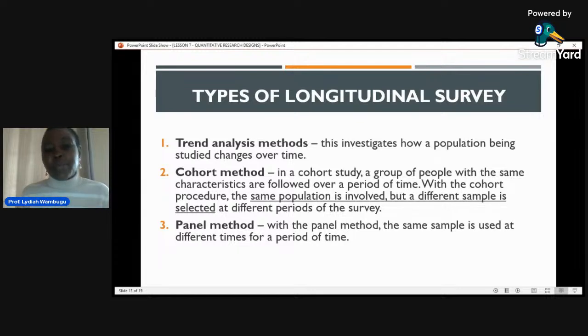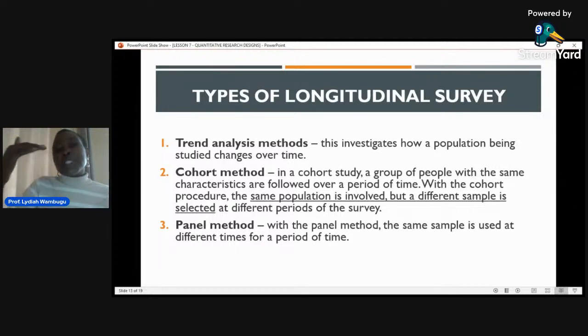And we also have types of longitudinal survey, and one of them is the trend analysis method, which investigates how a population being studied changes over time. For instance, if I am teaching an education course, we may want to see at the University of Nairobi how the population that is enrolling for Bachelor of Education, Science or Arts is changing over time.